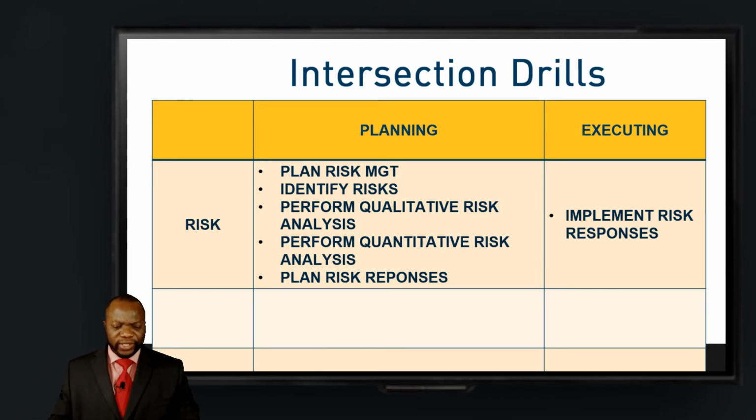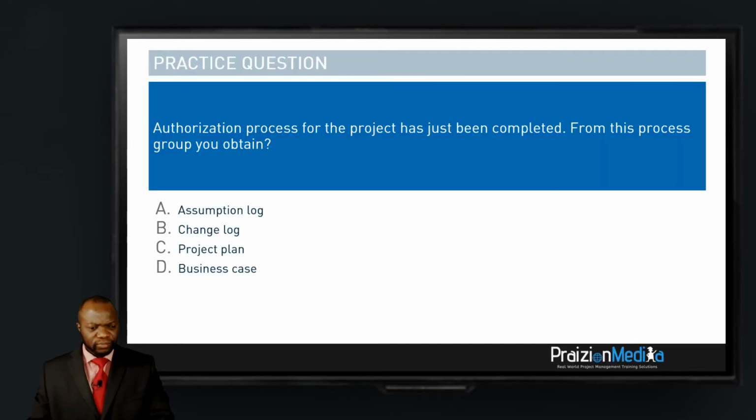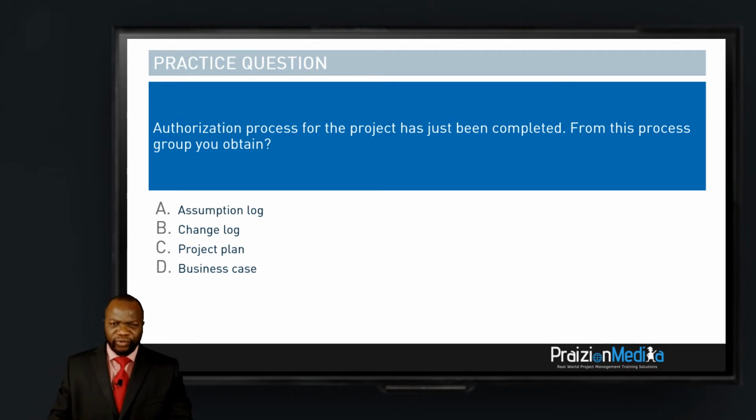All right, here's a quick question for you before we go back to our intersection points. And these drills are part of how we run our classes. You get drills every few minutes. So this drill: the authorization process for the project has just been completed. From this process group, what do you obtain?